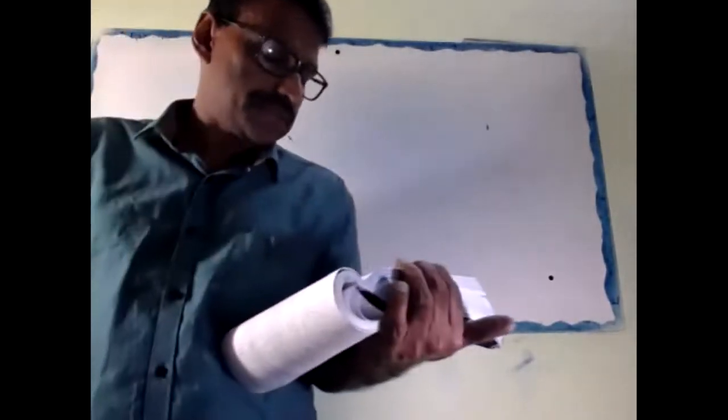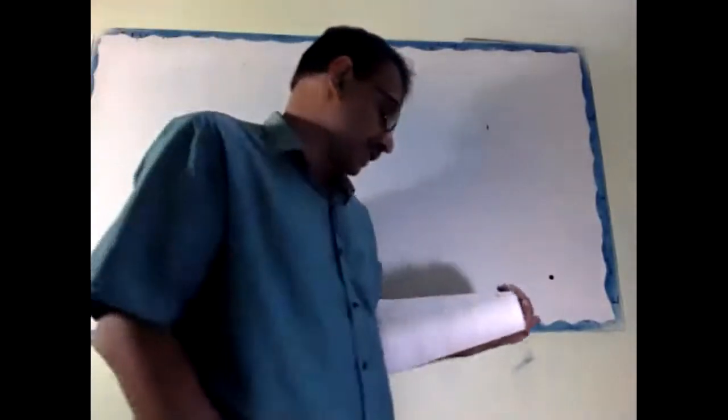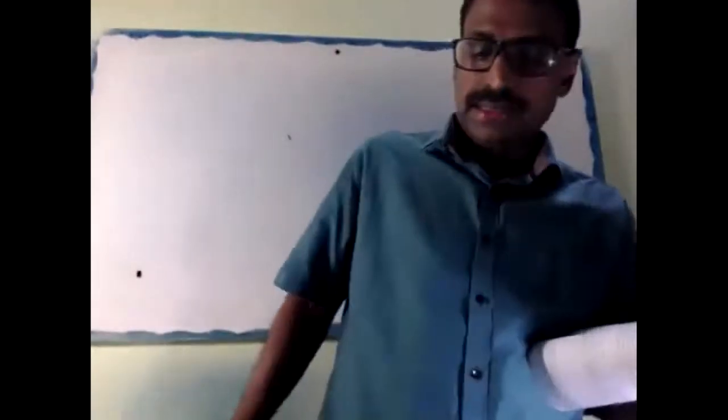Again, 3 cubes each of side 5 centimeter are joined end to end. Find the surface area of the resulting cuboid. Okay, find out.